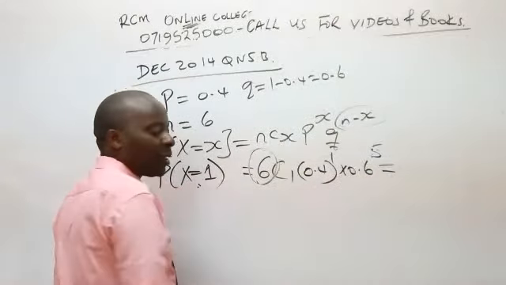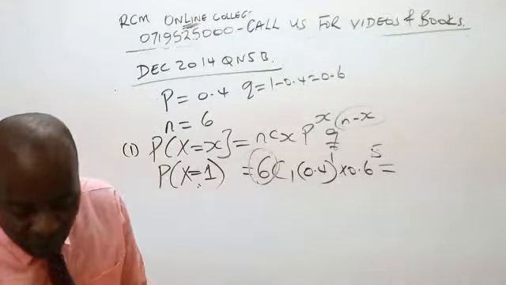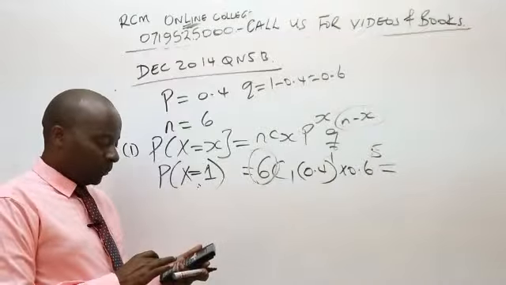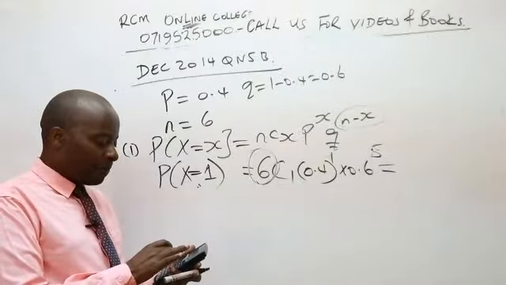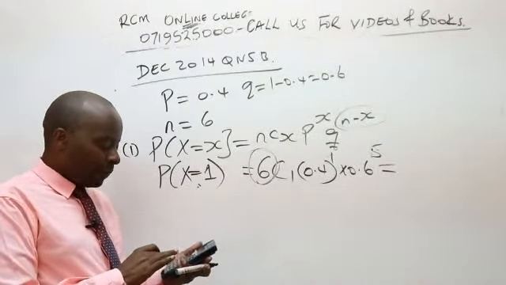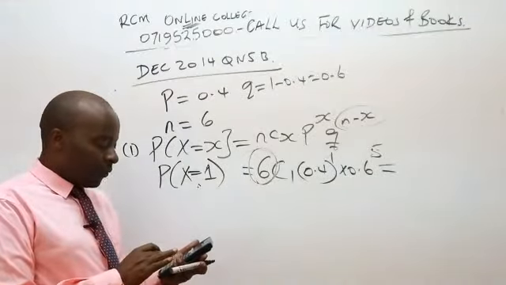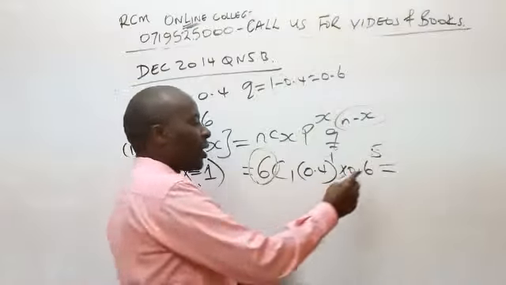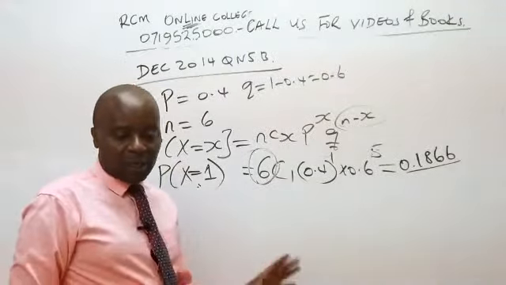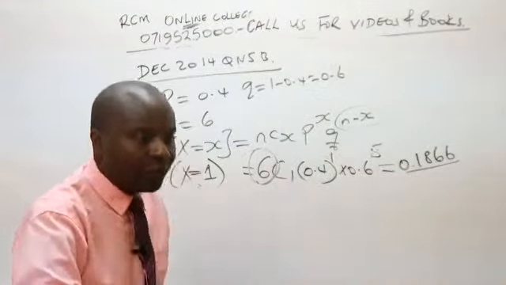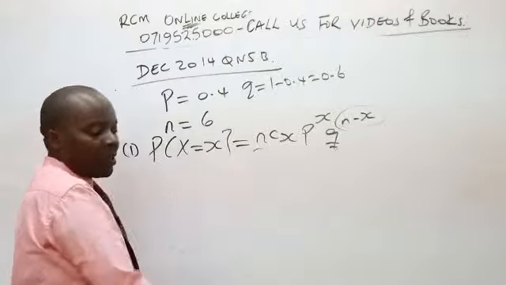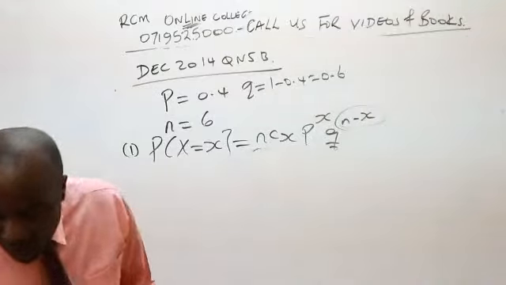So please get out your calculator to evaluate this probability. It will be 6 combinations 1 times 0.4 raised to 1 times 0.6 raised to 5, which gives us 0.1866. That is the end of the first requirement, which wanted the probability that exactly one household was affected.